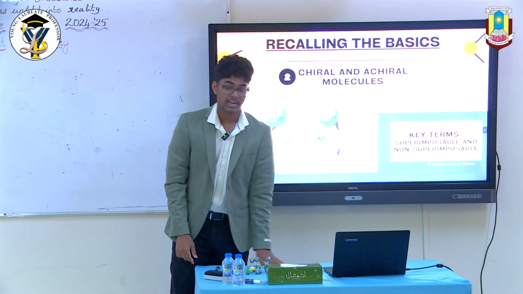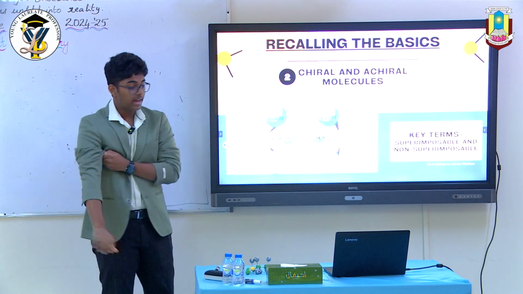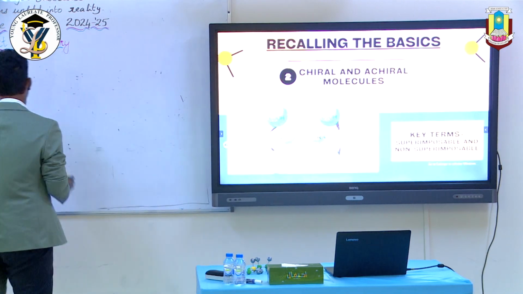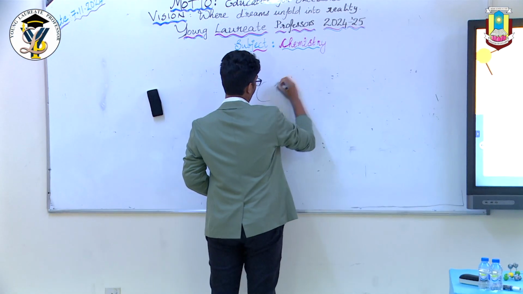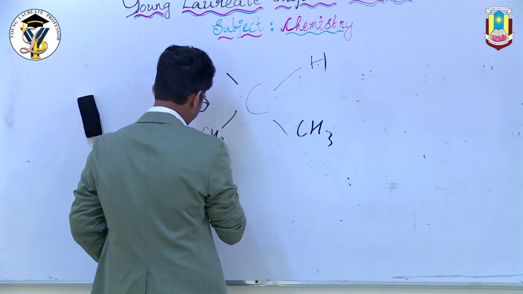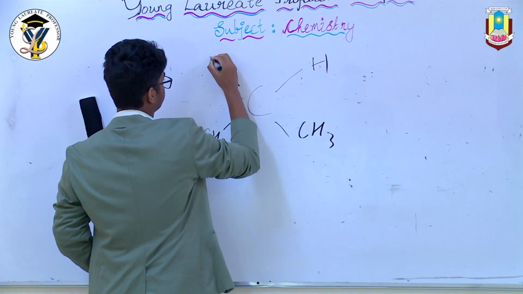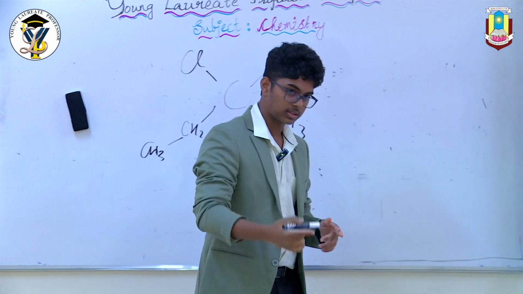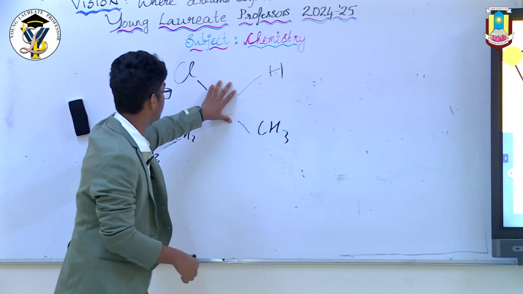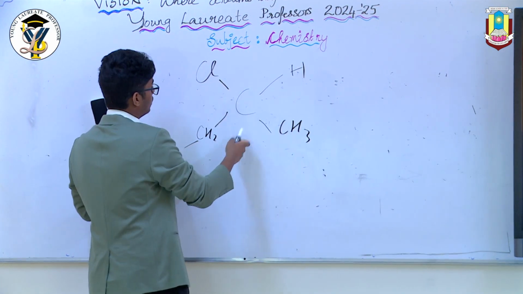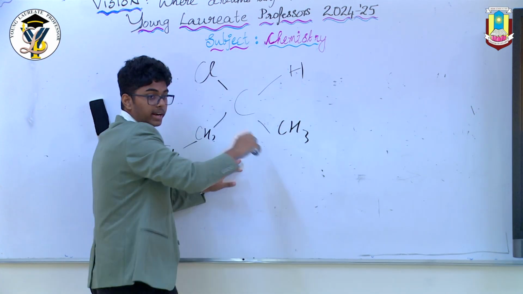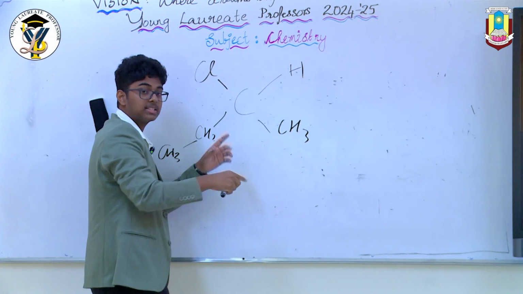Moving on, the second term is chiral and achiral molecules. Chiral molecules are those type of molecules that have something called a chiral center in them. Chiral centers are those centers of chiral compounds that have four different substances wrapped around them. So for example, we have this carbon, which is the center of this compound. This carbon has CH3, H, chlorine and an ethyl group. These four are different groups that are wrapped around it. So hence this is called a chiral center.